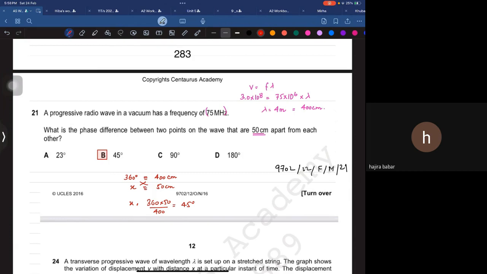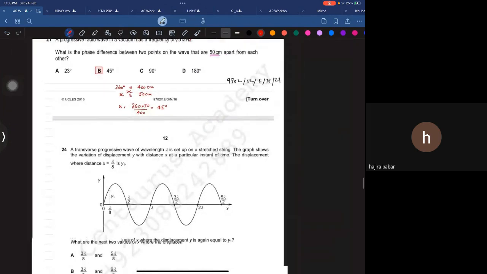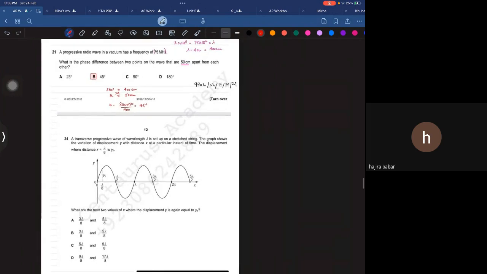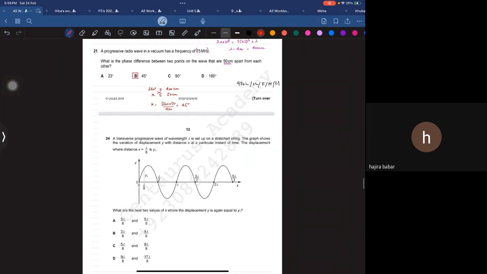If you have any questions, please let me know. If you have understood this, then I think you will be able to do the next question. Can you try that, please?